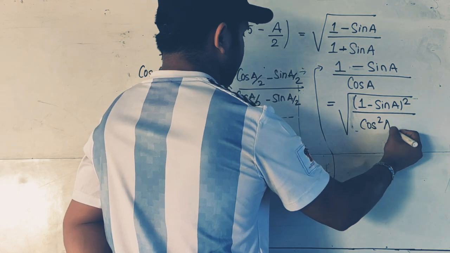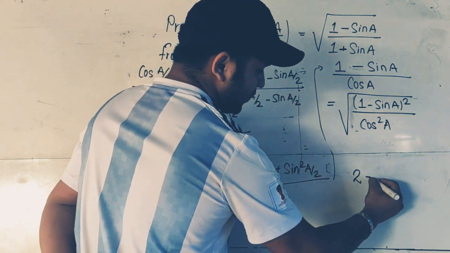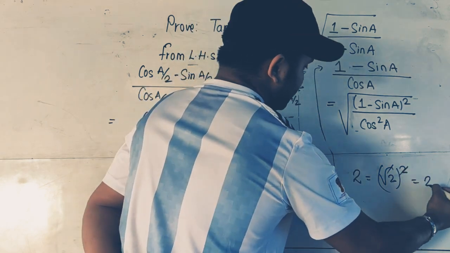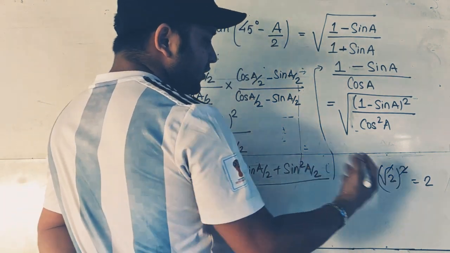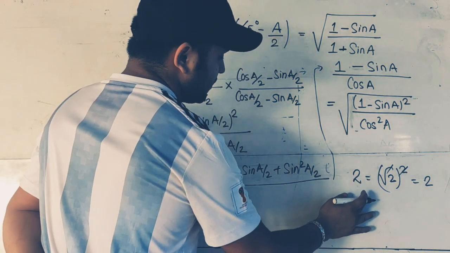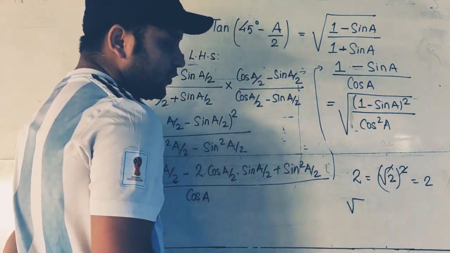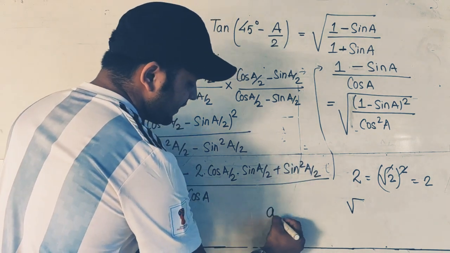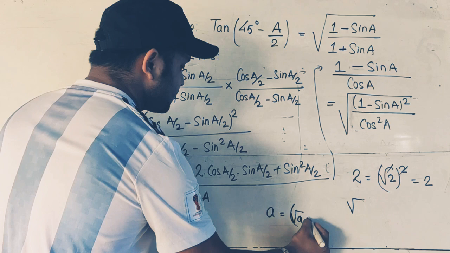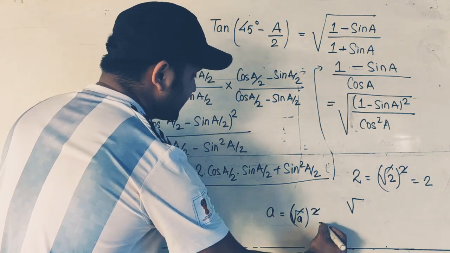See, I can do this, because if you have 2, we can write root under 2 whole square. This and this get cancelled and we can write here 2. So in order to put a square root we also have to give a square. Suppose you have a, so if you want to give a square root, then you can write root under a and also square at the same time, because square and root get cancelled to give a.